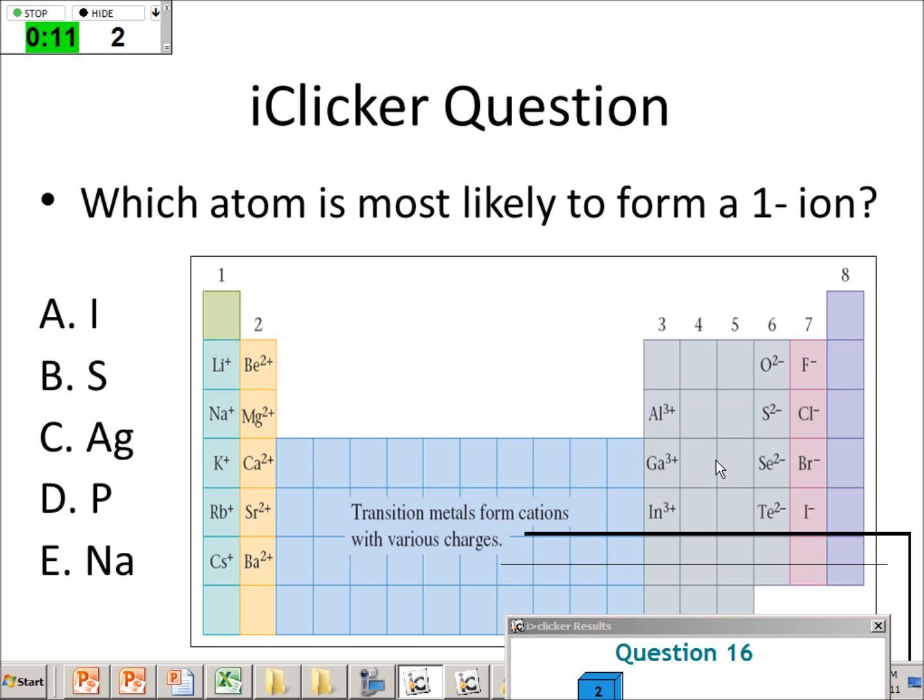I'll give you a hint. If it's not populated in the table, it's not going to be the answer. So don't put down D. And don't put down C.